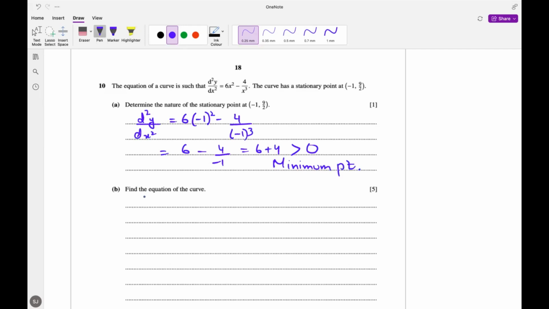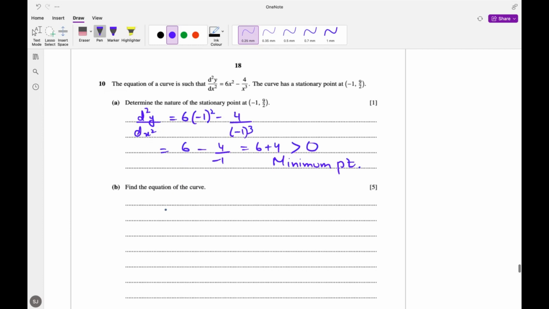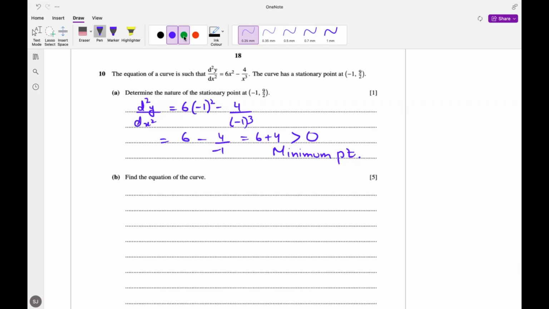Now in part B, we have to find the equation of the curve. To do this, first we will integrate it to get the expression for dy/dx, and then we'll integrate it again to get the expression in terms of y. So now integrating d²y/dx², so this is 6x² minus 4 upon x³.